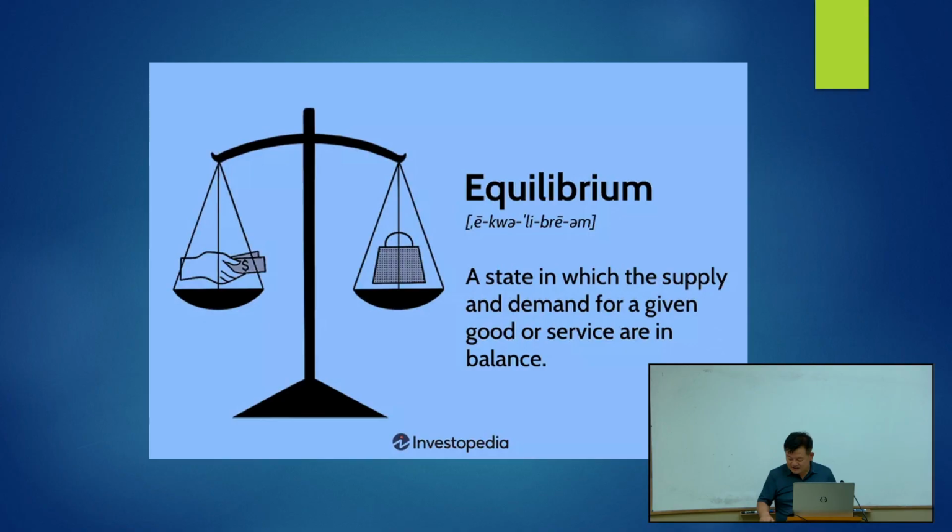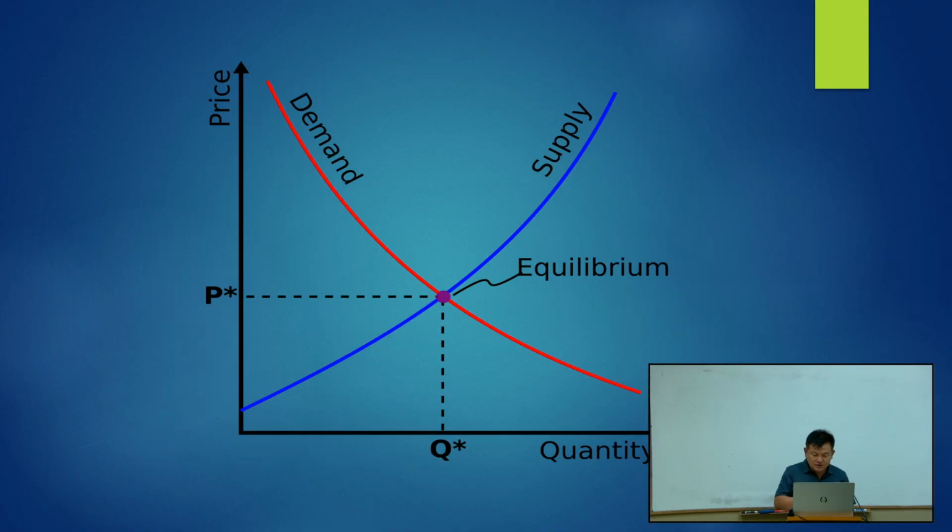So I say this is the equilibrium, which is easier to understand on this graph. Demand and supply meet at one point, and this point we call the price. At this time, the market quantity is Q and the price is P prime. This point we call equilibrium.